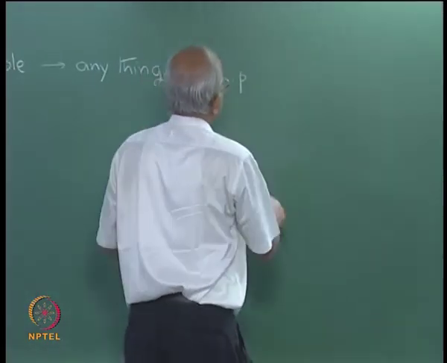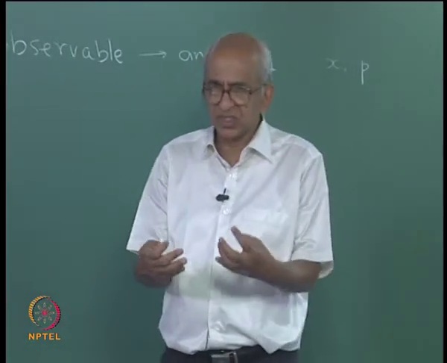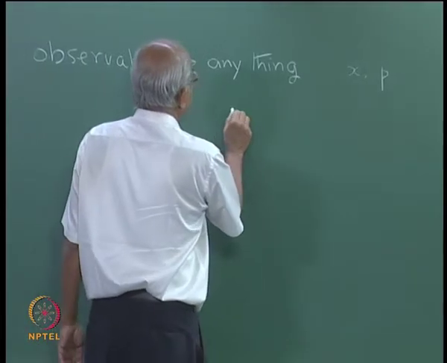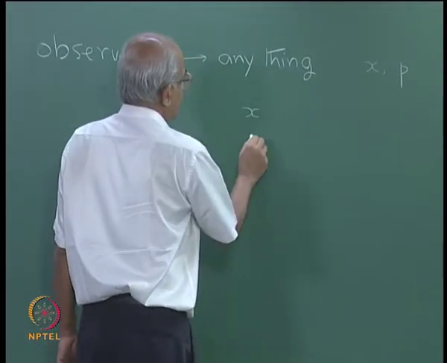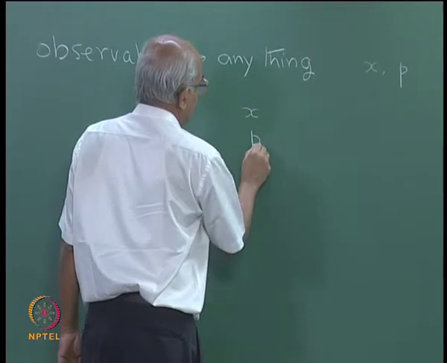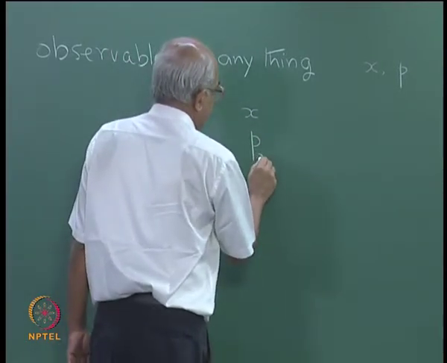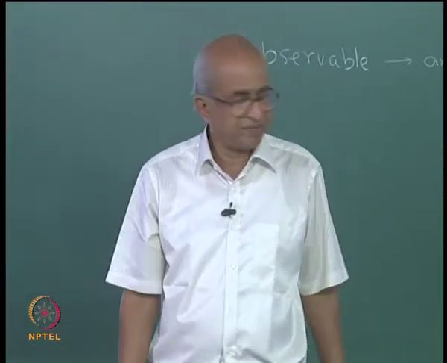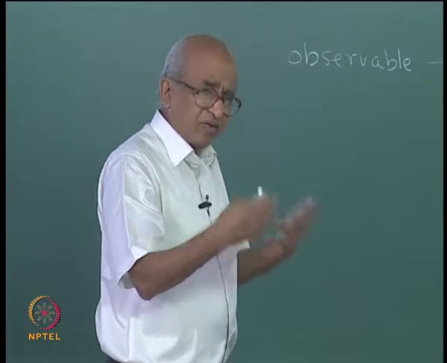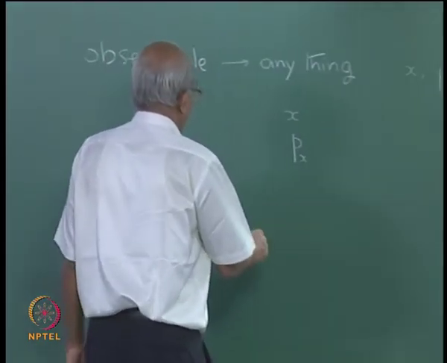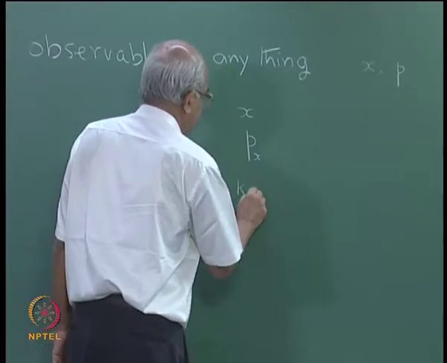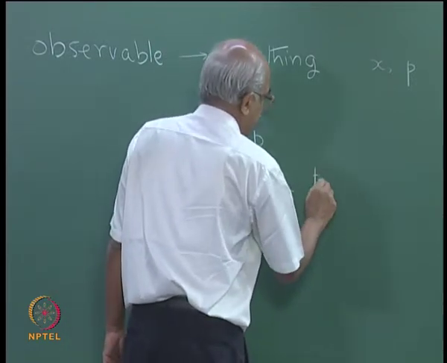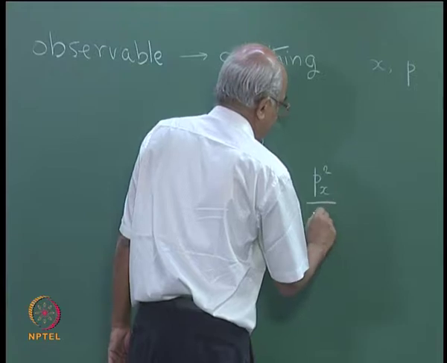In fact, the simplest thing is, if I am making an observation, I may be measuring the position of the particle. In that case my observable will be x, or I may be measuring the momentum of the particle, which I shall denote as p. It is probably better to put a subscript x, because this is the momentum associated with the particle due to its motion in the x direction. But you can think of more complex things. For example, the kinetic energy of the particle, and again for a one dimensional system, kinetic energy will be px squared divided by 2m.